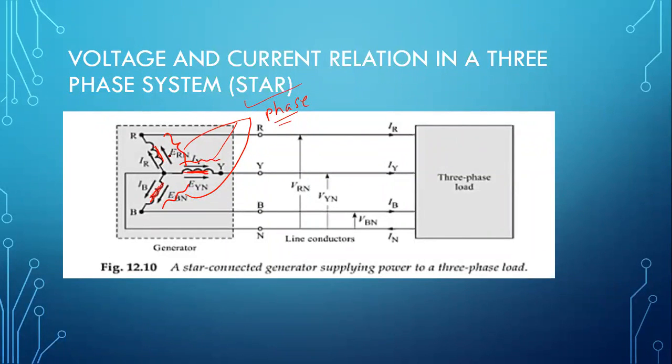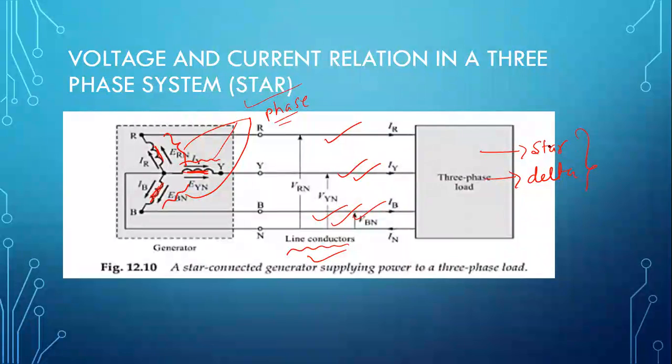These all, whatever voltage or current will be there, are nothing but the phase voltage or phase current. And these are nothing but your line conductors. It is mentioned over here. So whatever current or voltage I have here is nothing but my line voltage or line current. And this is your three-phase load. Now this three-phase load can either be in star mode or it can be in delta mode.